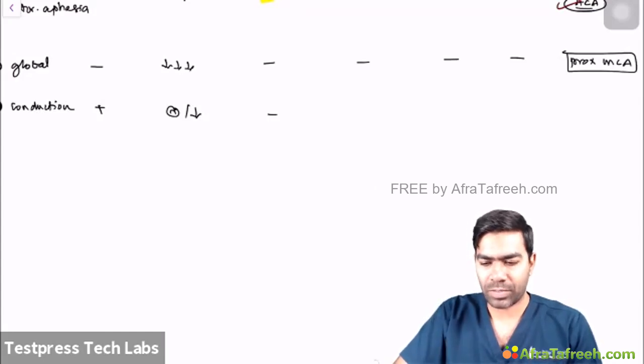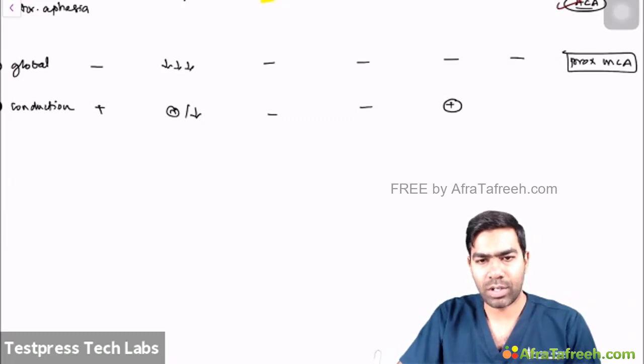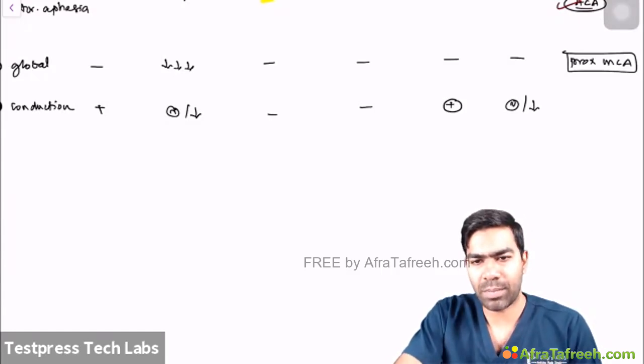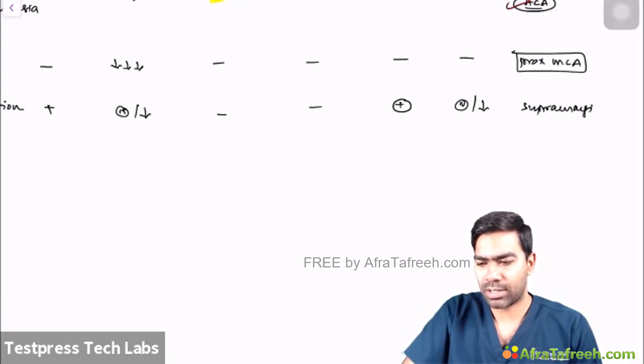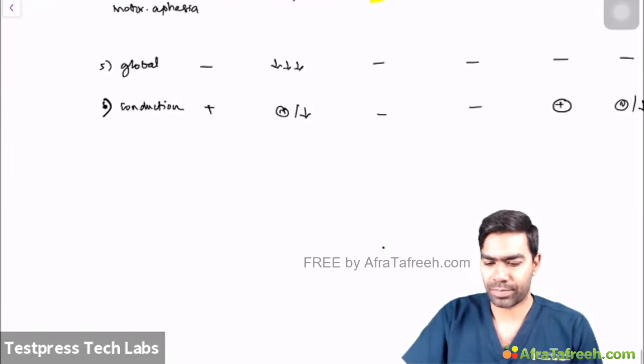And at the same time, what about your naming? Naming will be seriously impaired, because you need everything for naming. And reading can still be intact, because Wernicke's is okay. Writing may be normal or can have a mild impairment possible. And the lesion that is usually seen is in the supramarginal gyrus. I'll show you where the supramarginal gyrus is. This is where the lesion will usually be.